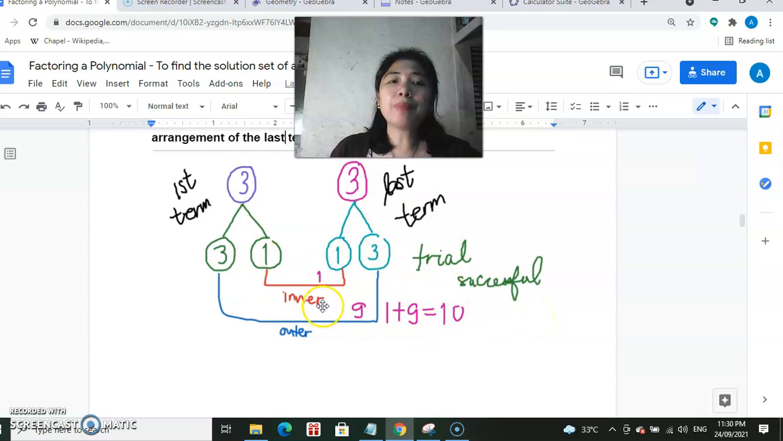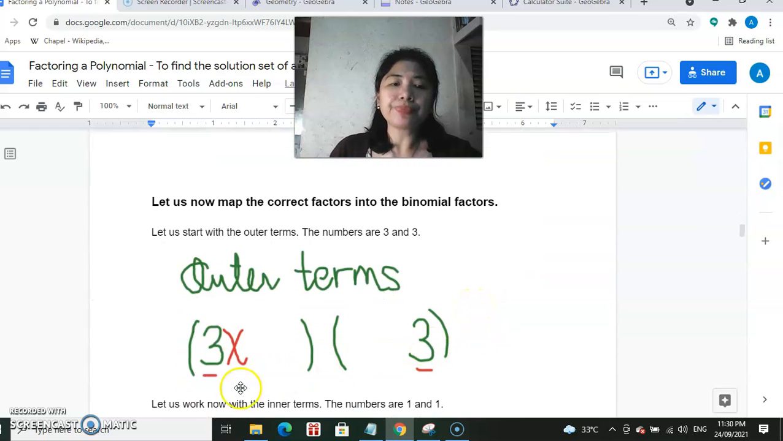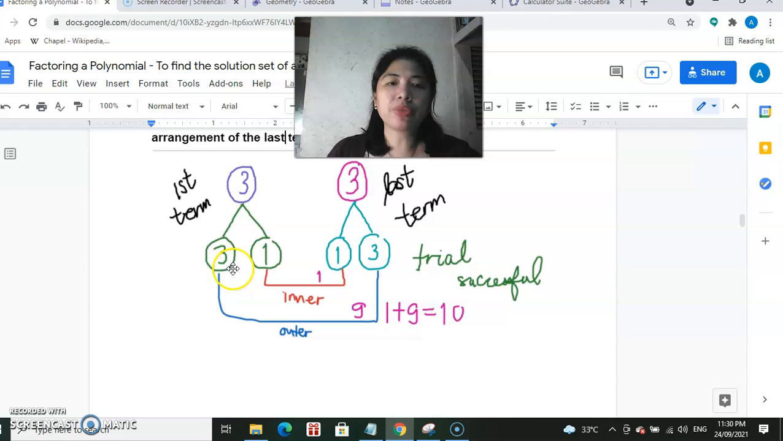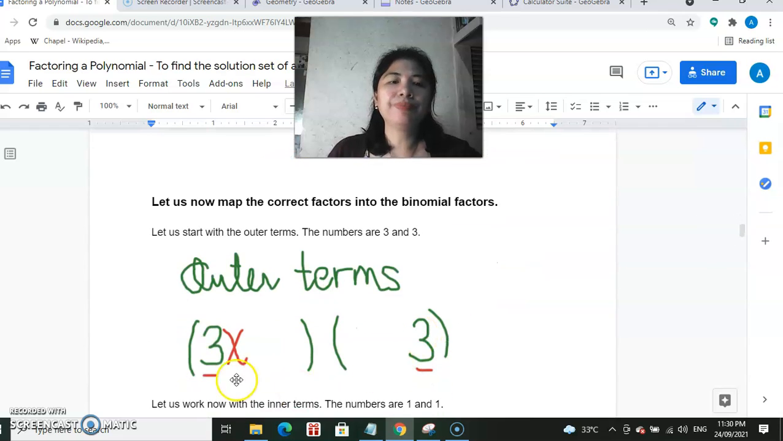Okay, let us now map what we have in our scratch pad into the notation of the binomial factors. We will draw now the binomial factors. So let's start with the outer terms. So here outer terms is 3 and 3. Again, one of the outer terms is the first term of the binomial factor. So we need to add the x.